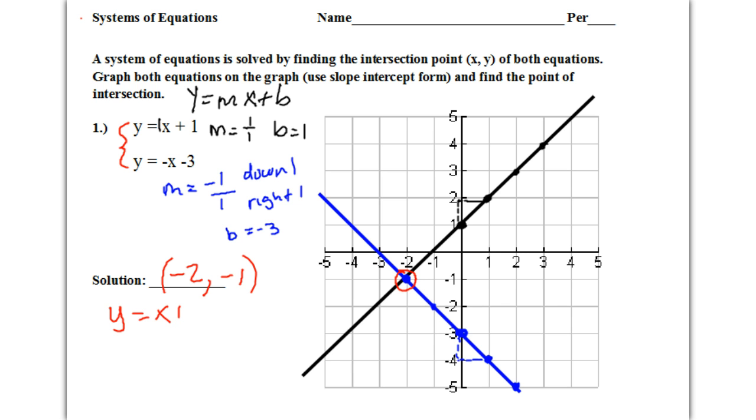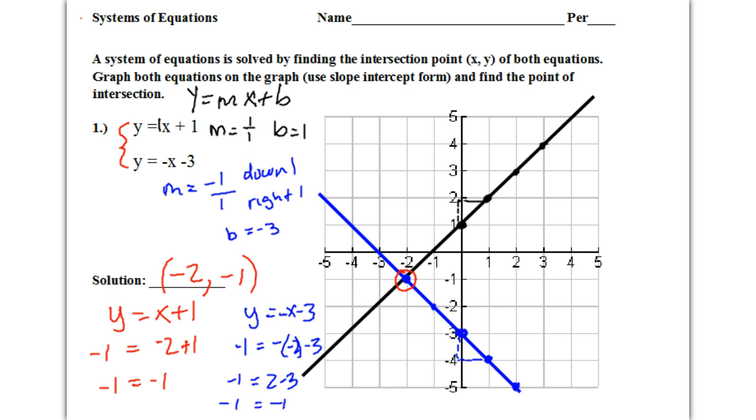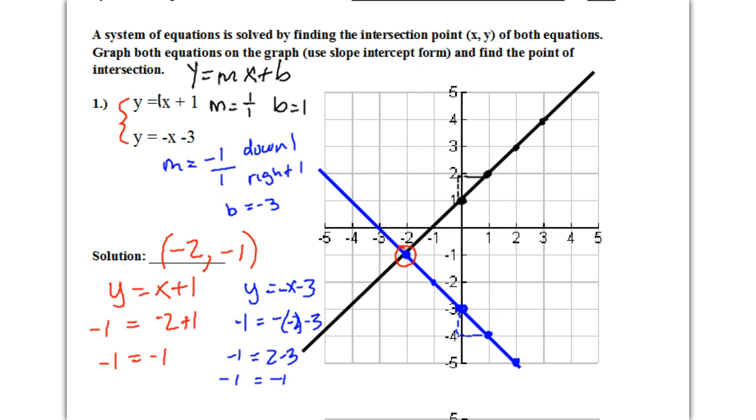If we check the first equation, plugging in negative 1 for y and negative 2 for x, we do get negative 1 equals negative 1. If we check the second equation, negative x minus 3, plugging in negative 1 for y, negative of negative 2 minus 3, 2 minus 3 does give us negative 1. So it is a solution for both equations.